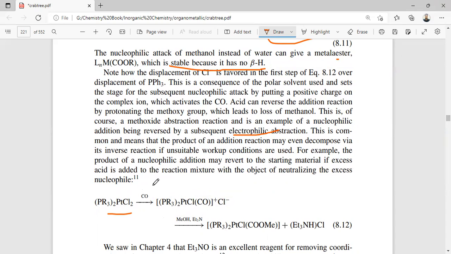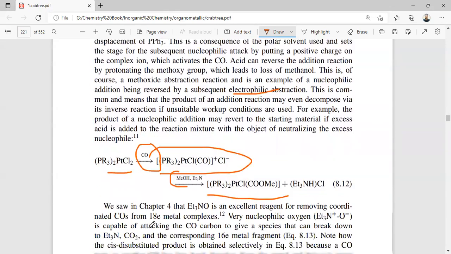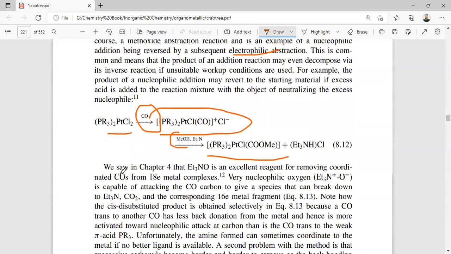So here, upon ligand substitution of the CO, this cationic intermediate is formed. Upon this, in the methanol medium, the methanol reacts as a nucleophile to form this intermediate. So we saw that Et3NO is an excellent agent for removing coordinated CO from the 18-electron complex. The very nucleophilic oxygen is capable of attacking the CO carbon to give a species that can break down to Et3N and CO2, and the corresponding 16-electron metal fragment.